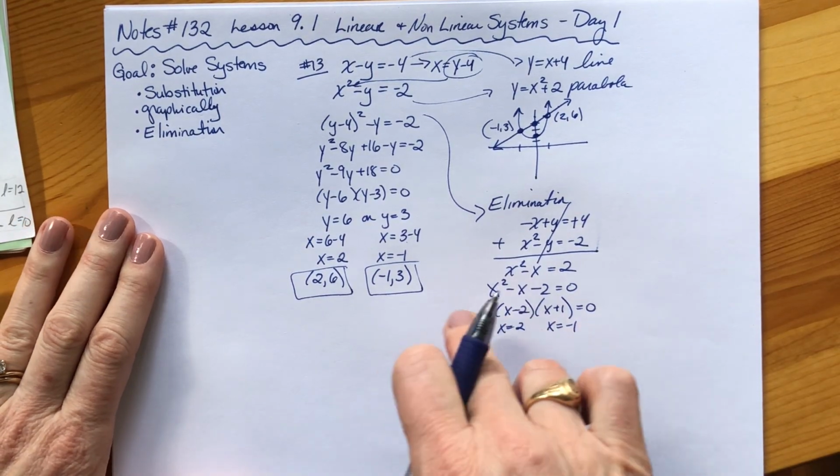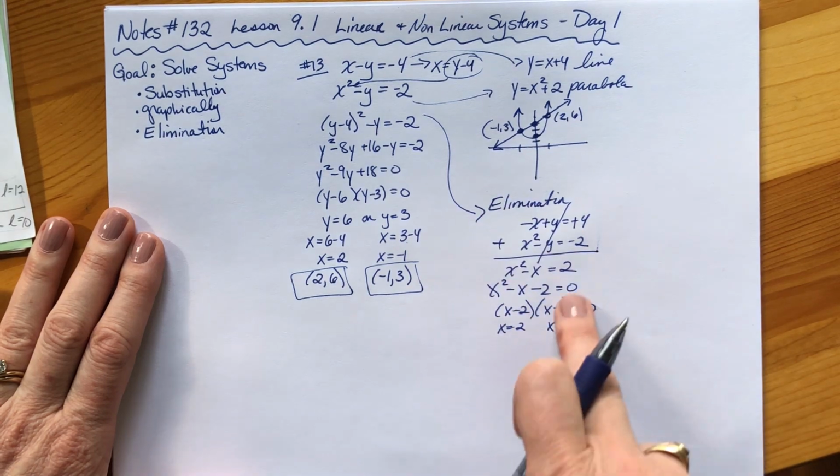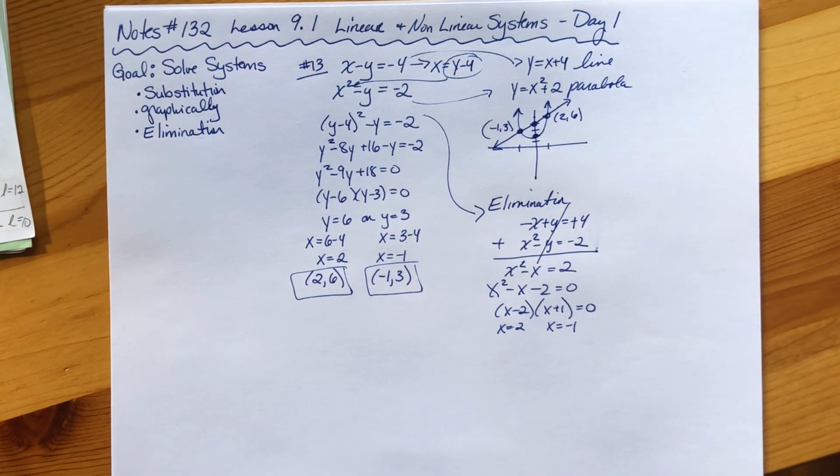I did it with substitution, I did it with graphing, and I did it with elimination. All right, we got the same answer all 3 times. That's the key. You want to get the same answer, right? If you got different answers, friends, you know you got something wrong.